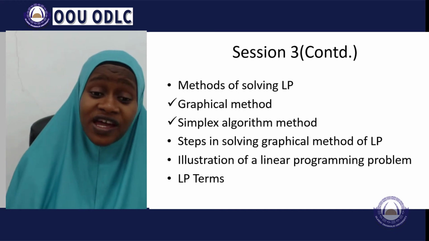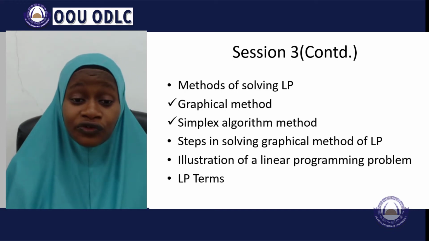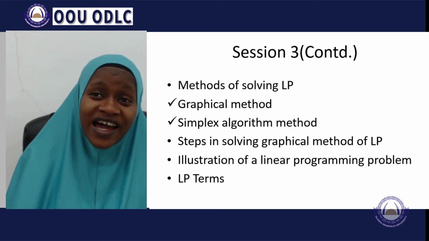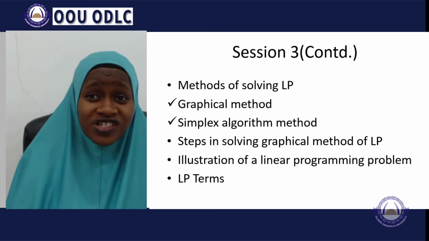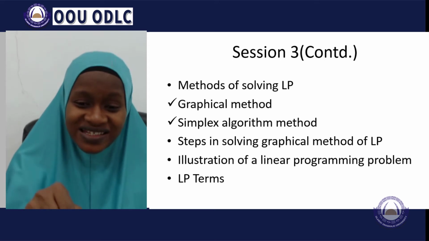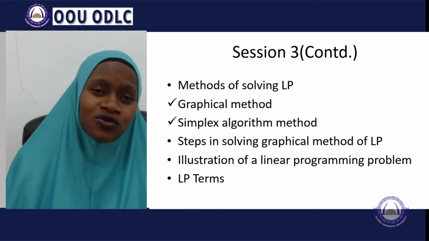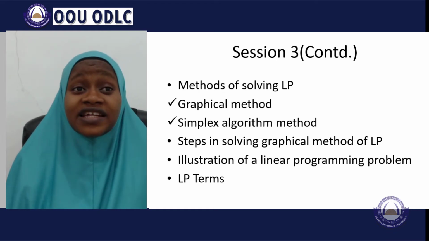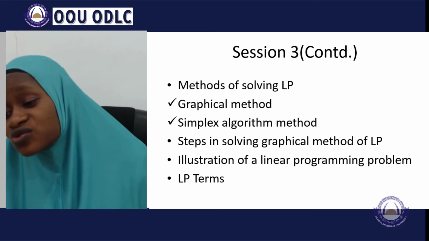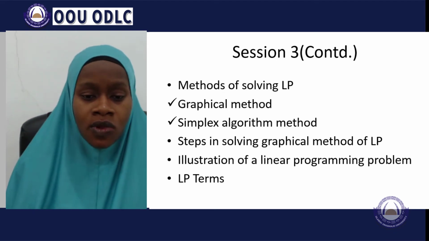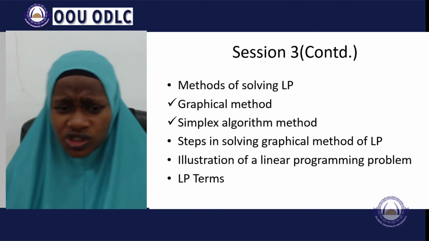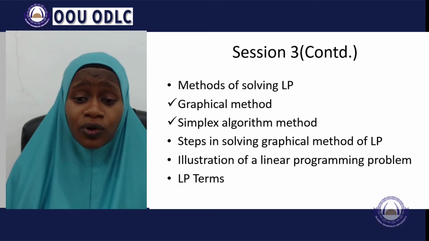Then after identifying the corner points on the graph, from there you will see that point that is the optimal solution. Having identified that, the next step is to interpret the result. So, illustration of a linear programming problem.